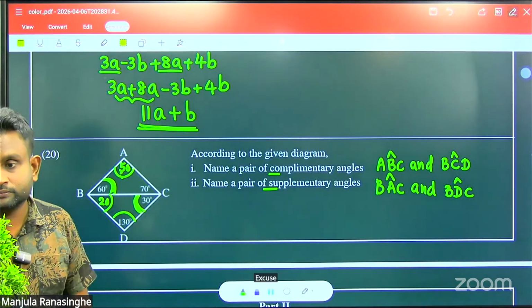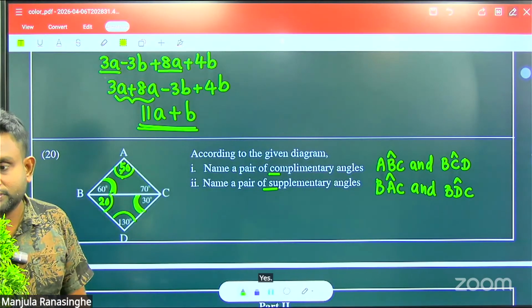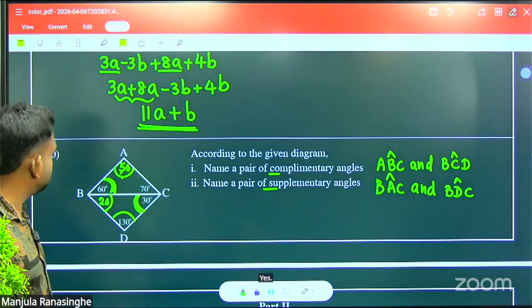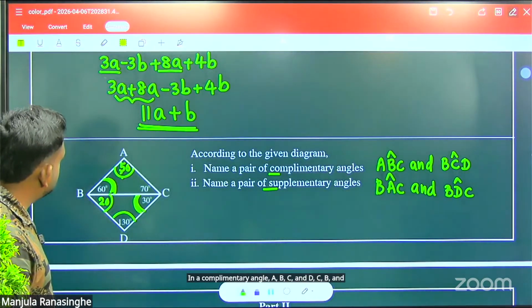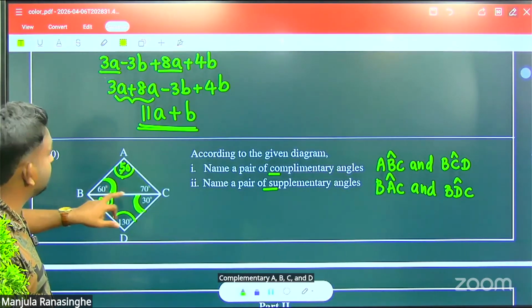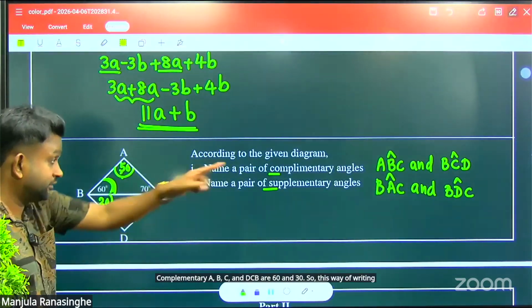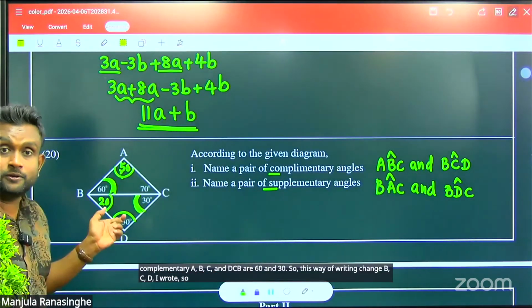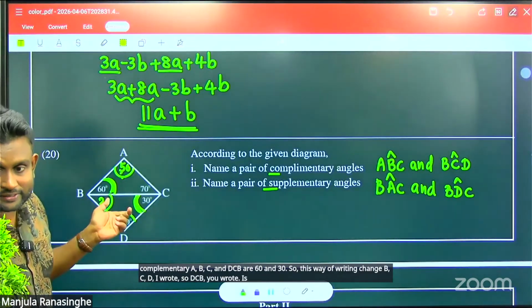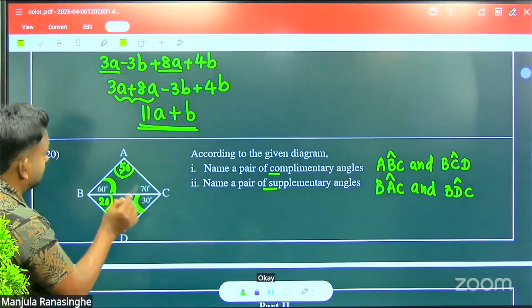Excuse me, sir. Yes. In the complementary angles ABC and DCB, is it correct? Complementary ABC and DCB, yes, 60 and 30. So this way of writing changed. BCD I wrote, so DCB you wrote. Is that correct? Thank you.